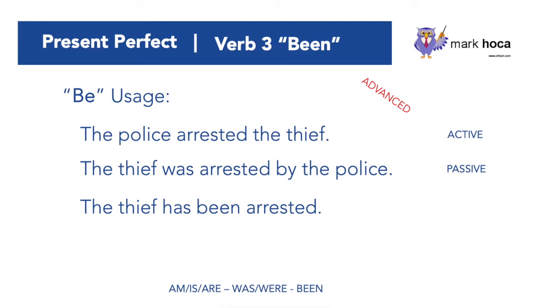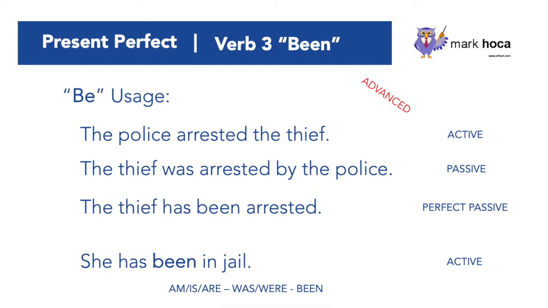Now, the thief has been arrested. Okay, so this is like the life experience example. And again, it's passive, but it's perfect passive. The thief has been arrested. Everyone can relax. She has been in jail. What's this one? This is also the be verb, but it's active. You'll need to look at this a bit more to understand, or perhaps you can ask me a question later.